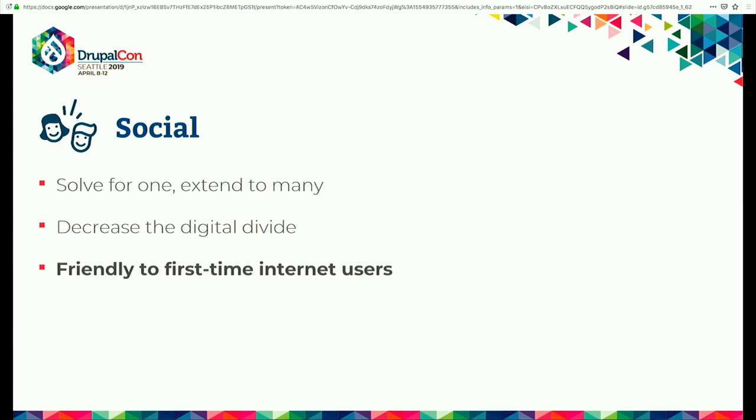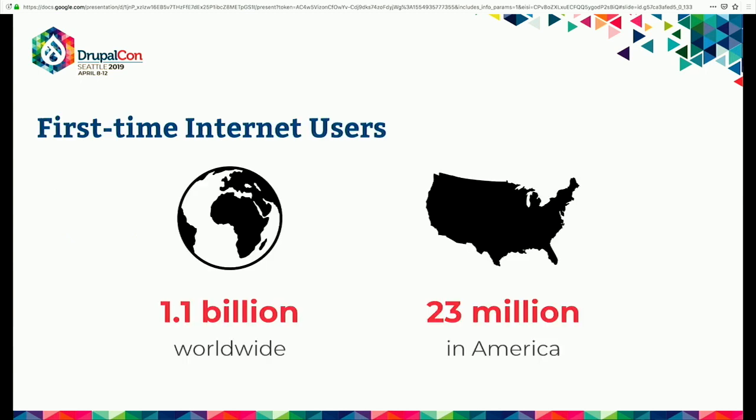So next is we want to make sure that we're friendly to first-time internet users too. And in the coming years, we're going to be seeing a lot of them. So for my numbers folks, I got some stats for you. In the next coming years, 1.1 billion people worldwide will be accessing the internet for the first time, and 23 million people will be in America accessing the internet for the first time.